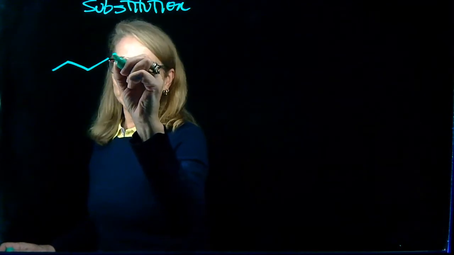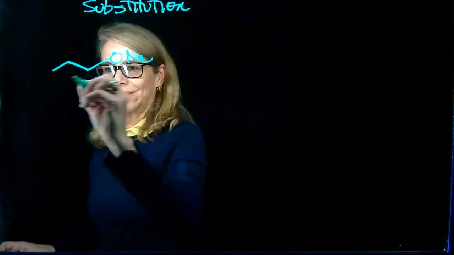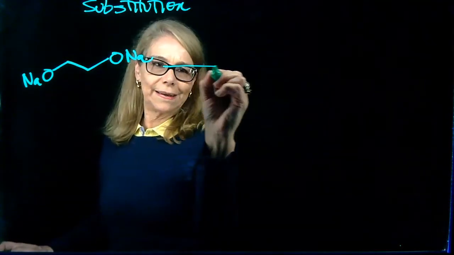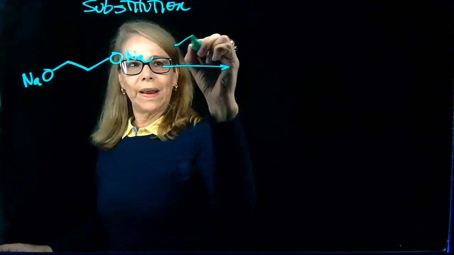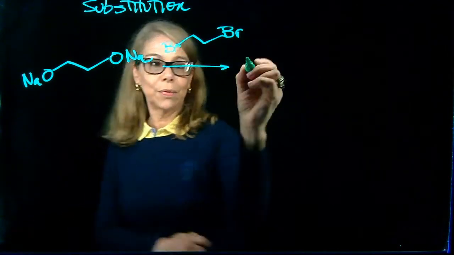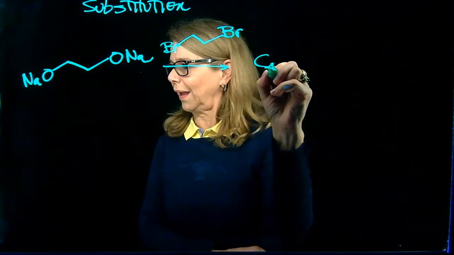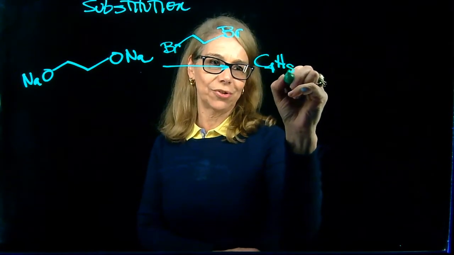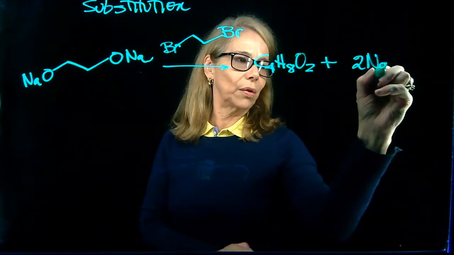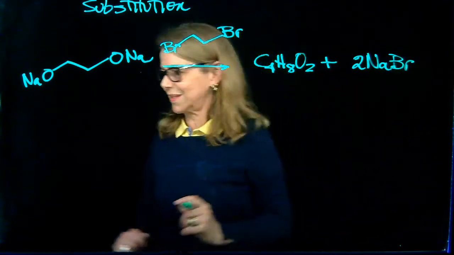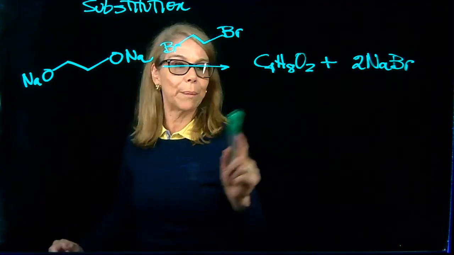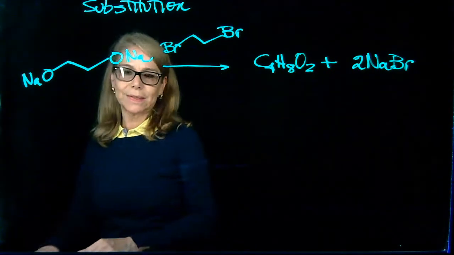We have this structure. I start from here, and then it reacts with this dihalide. And the problem said that it gives you a product that has 4 carbons, 8 hydrogens, 2 oxygens, and that you form sodium bromide, 2 molecules. That's your data. So let's do the analysis of that and see what's happening, how we can get the product.